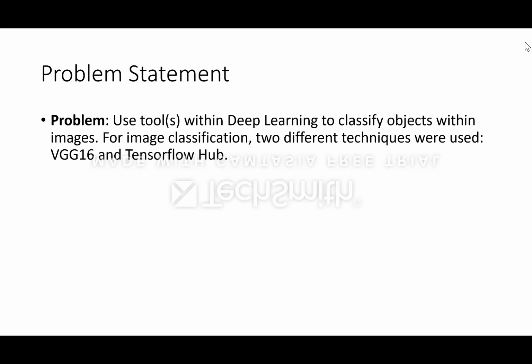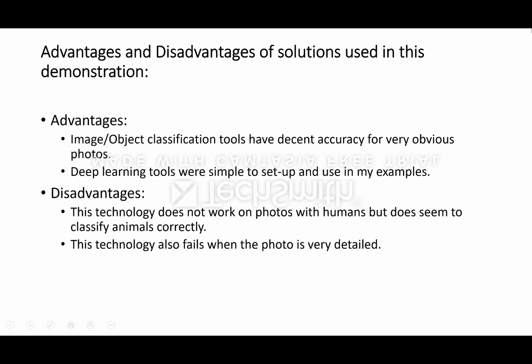Problem statement. Use tools within deep learning to classify objects within images. For image classification, two different techniques were used, VGG16 and TensorFlow Hub. Listed below are some of the advantages and disadvantages found in this demonstration.